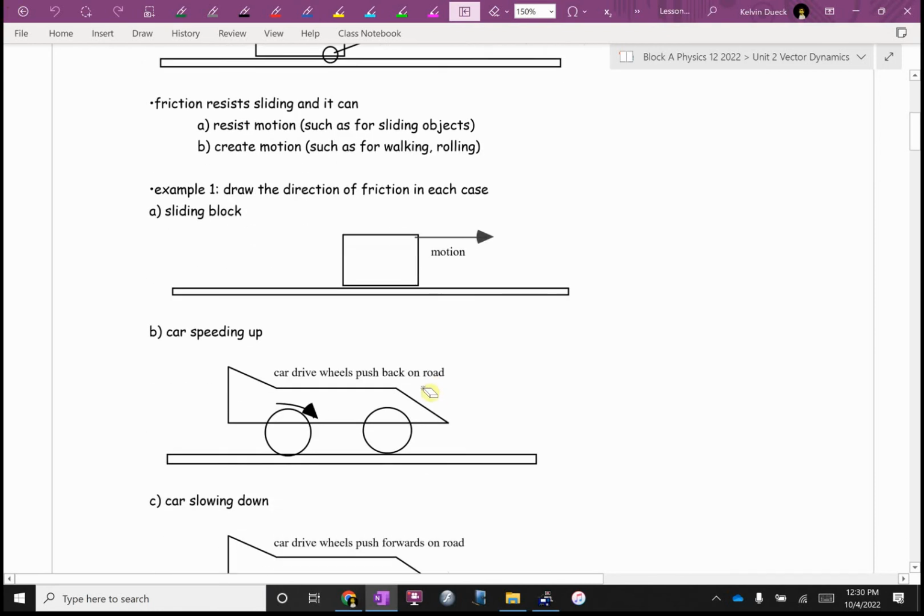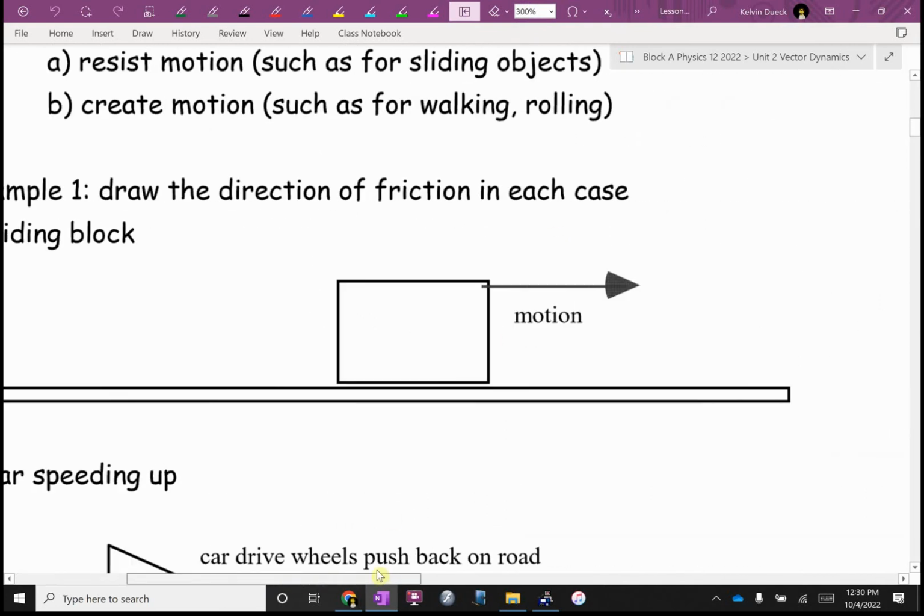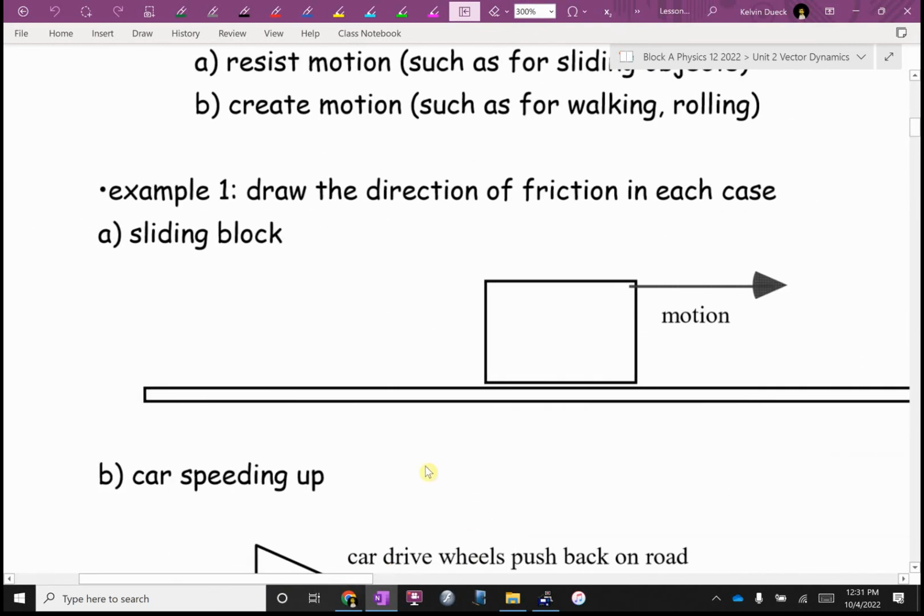Example 1 says, draw the direction of friction in each case. These notes were originally typed by a friend of mine in Word 1995 for Mac. And so they're starting to show their age.